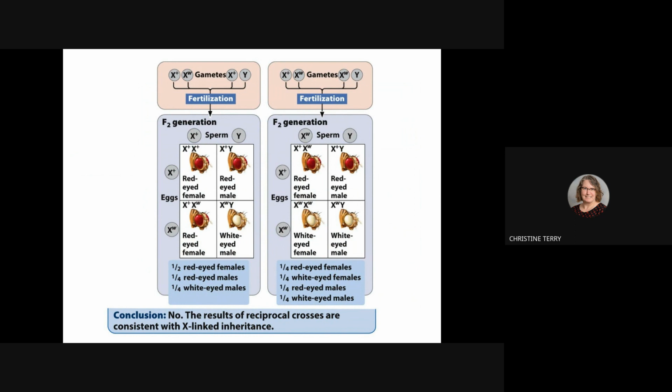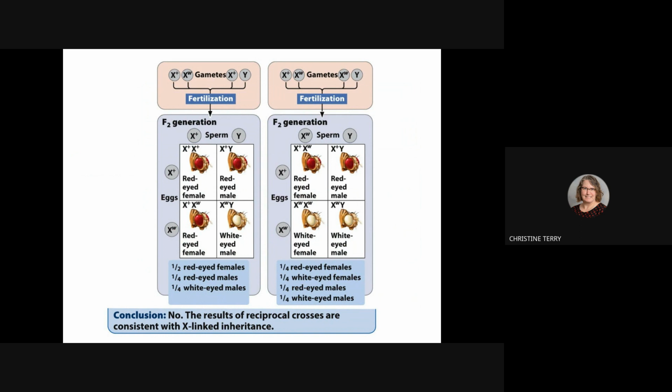So if I asked you, what fraction of the offspring are white-eyed? Well, you would probably tell me a quarter of all the offspring are white-eyed.